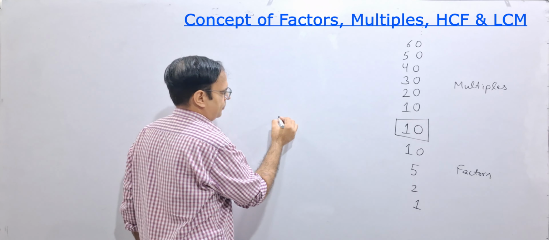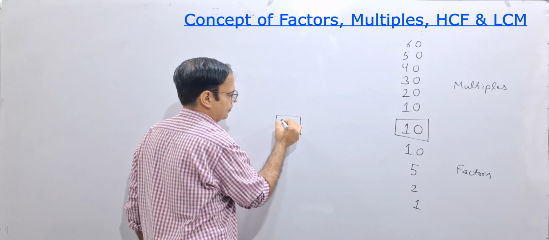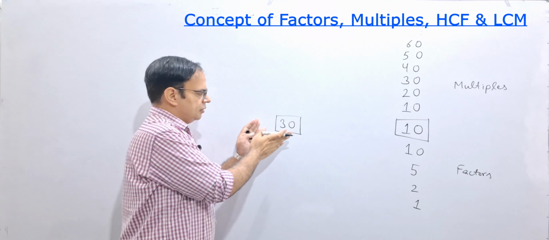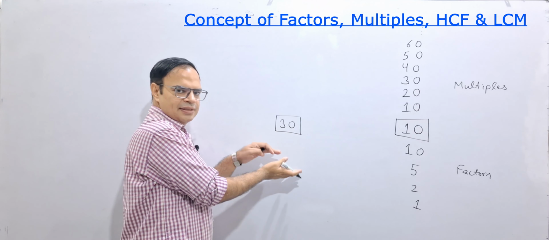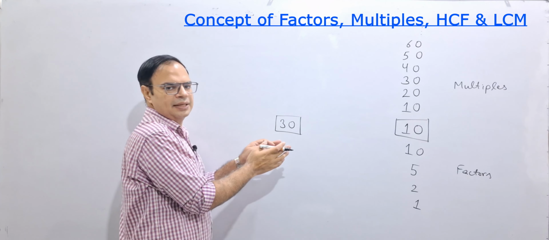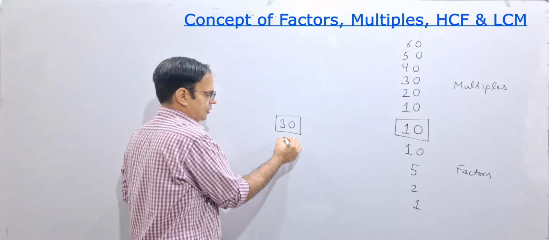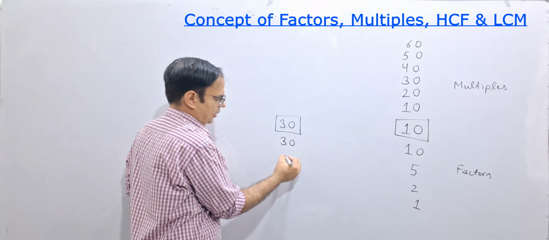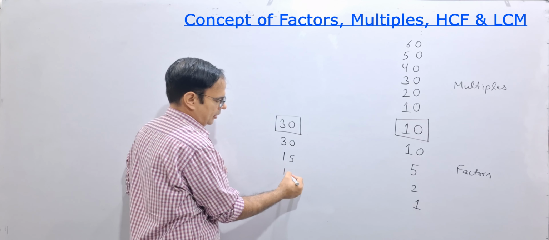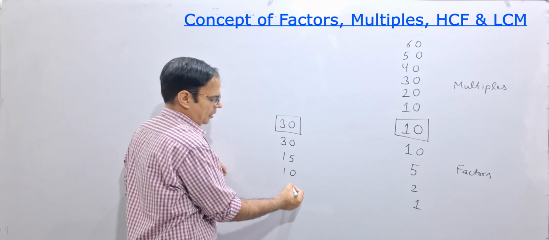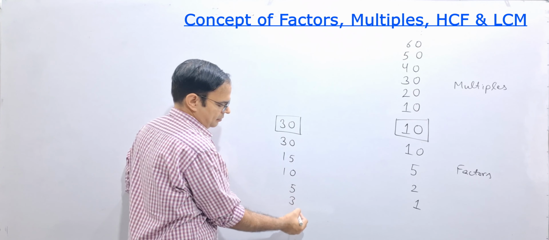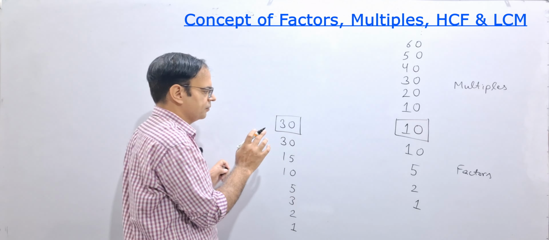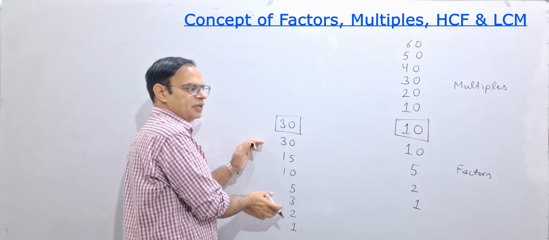Take another number, 30. Now what are the factors of 30? Numbers equal to or less than this number which can perfectly divide the given number. 30 is the greatest factor. Then 15, 10, 5, 3, 2, 1. These can perfectly divide 30. All these are called factors of 30.